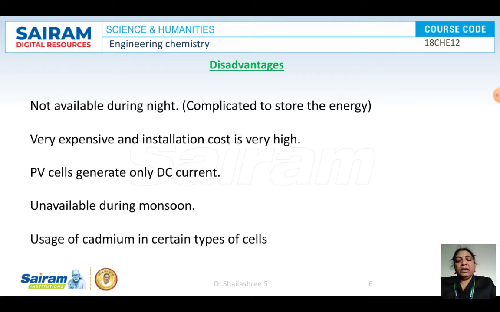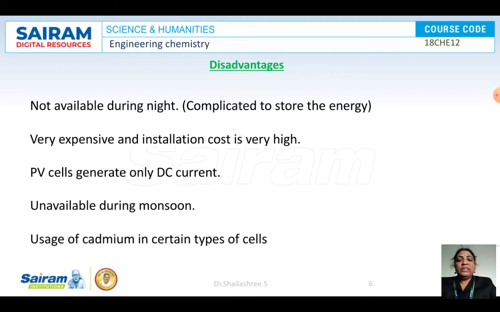In hilly or cloudy regions, or where the availability of sunlight is less, automatically the production of the energy will be reduced. And one more disadvantage is they will be very expensive. That means the installation cost will be more. I just told you in advantages there will be least maintenance. Only the thing is the installation cost will be very high.